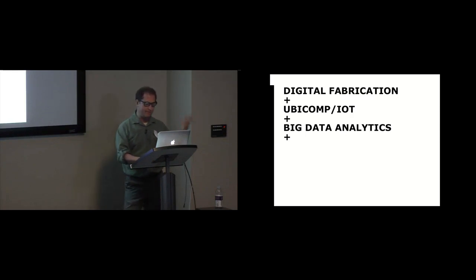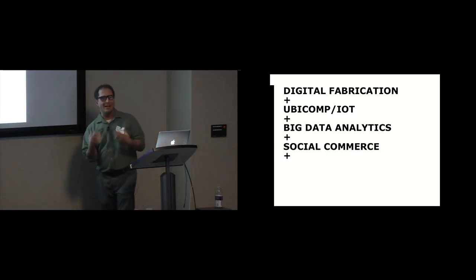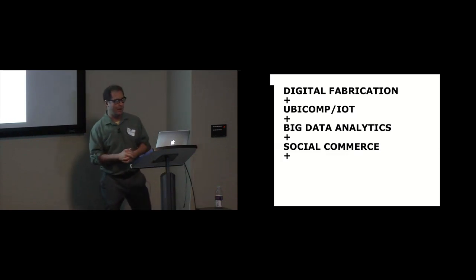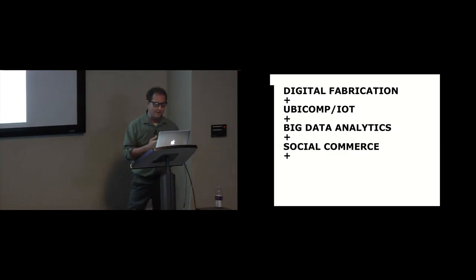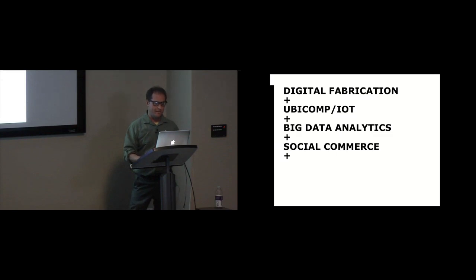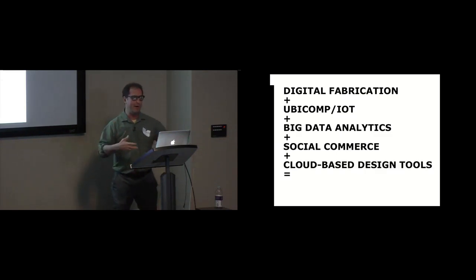Although probably not skyscrapers in the model that I'm thinking, which is much more of a consumer product model. Because the next piece of it is social commerce. Social commerce creates sales channels that allow you to sell small numbers of products, pre-sell them to see how much interest there is, and allows you to find niche markets and allows people to market to each other. And finally, cloud-based design tools allow designers and engineers to collaborate on the distributed development of physical products.